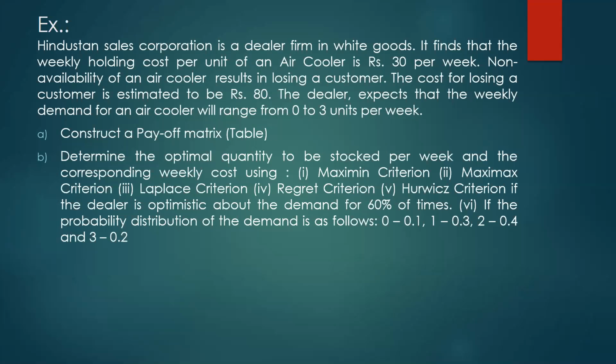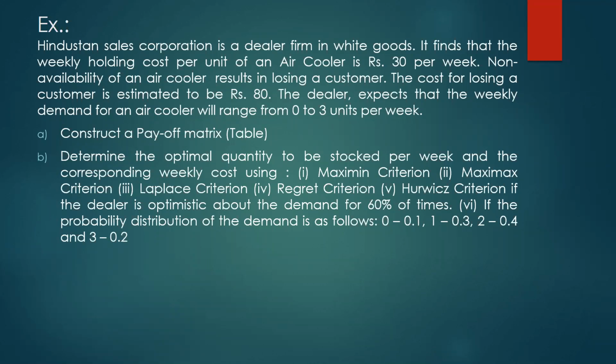Fine. Again, as we have seen, there are 4 states of nature and 4 possible strategies which we can apply. The strategies will be of stocking the number of units of air coolers, starting from 0 up to 3. And similarly, there are 4 natures: demand of 0 units, demand for 1 unit, then demand for 2, and demand for 3 units.